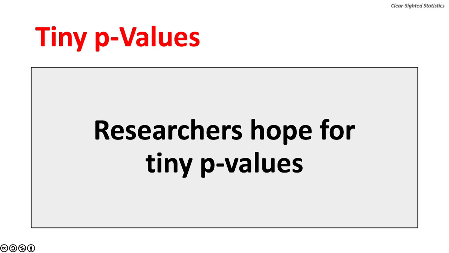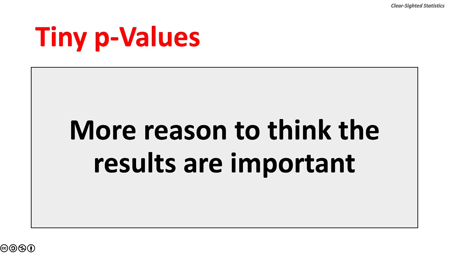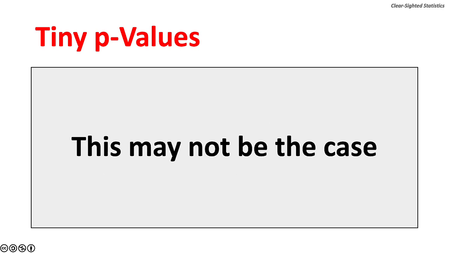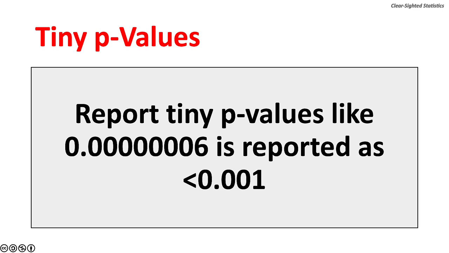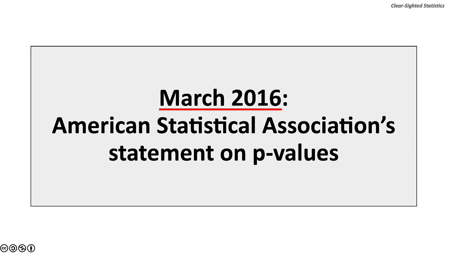0.05. Researchers hope for tiny p-values. Tiny p-values are often considered an important reason to think the results are important. This, however, may not be the case. Report tiny p-values like 0.00000006 as less than 0.001. In March 2016, the American Statistical Association issued an important statement on p-values and their misuse.